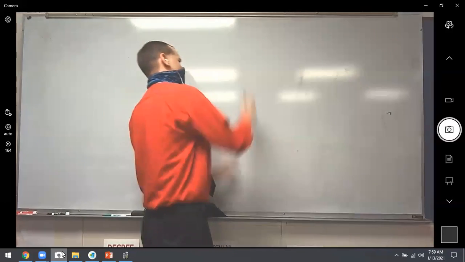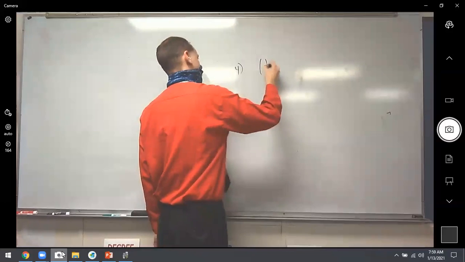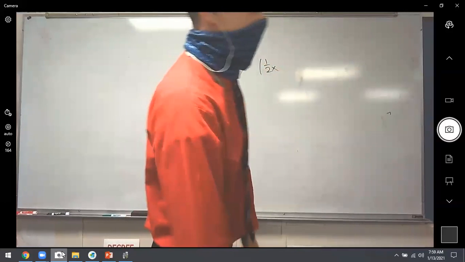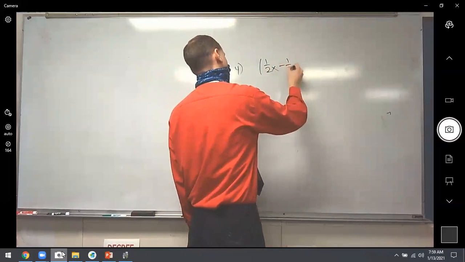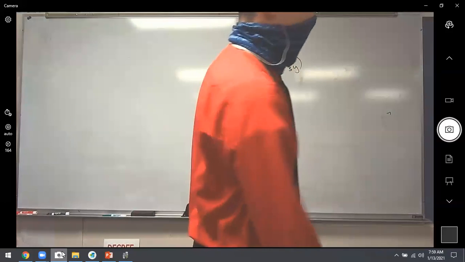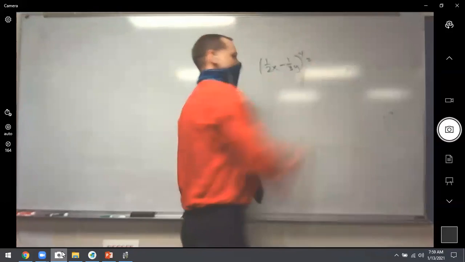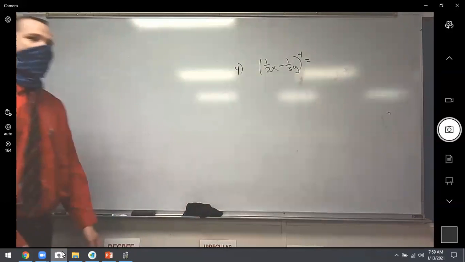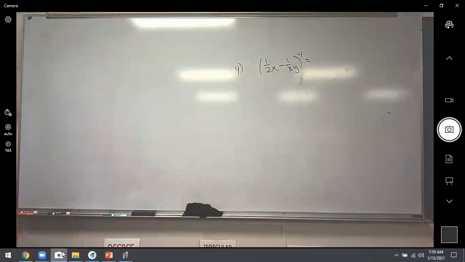And then last but not least, number 4. Got to do something with fractions. Got to punish you a little bit. Number 4 says 1/2 x, and then it's minus 1/3 y. And unfortunately, that's raised to the 4th power. So we're going to have a lot of cleaning on this one. This one's just going to be a hassle because we hate fractions.